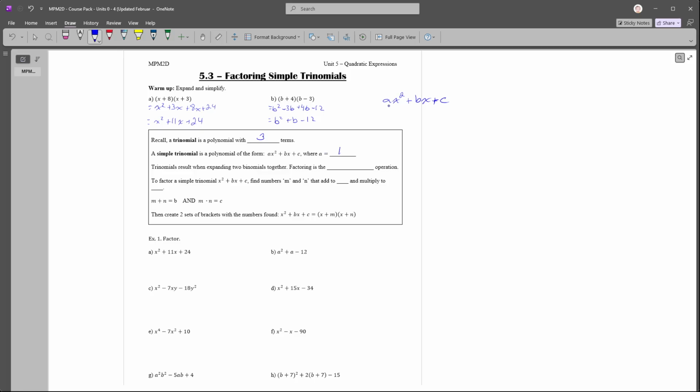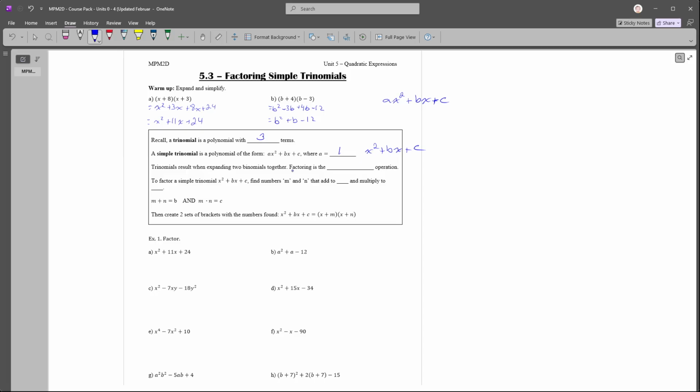Well, if a is equal to 1, that means it's 1 times x squared. What does that actually mean? It means our simple trinomial looks like this: x squared plus bx plus c. Oh, so that means the coefficient in front of the x squared is just a 1. So the only real coefficient we have is the b term. And then we have our constant c, whatever that could be.